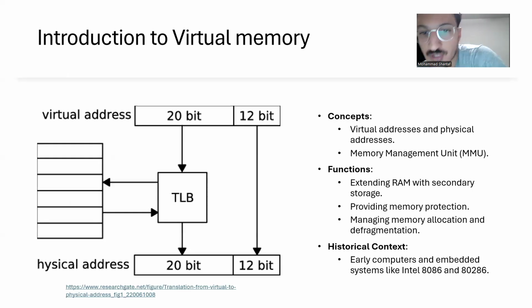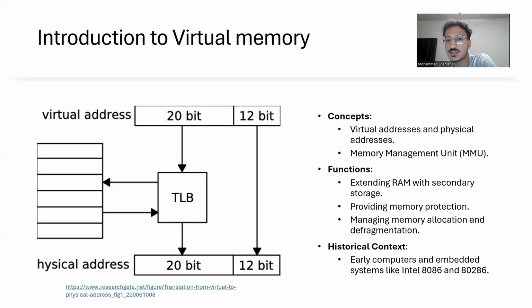So here we have an introduction to virtual memory. What is the concept behind it? The concept is virtual addresses and physical addresses. Another concept we also need to address is the MMU, which is the memory management unit. What are the functions of those? Virtual memory is there to extend RAM with secondary storage that we spoke about in our previous lecture, and also provide memory protection, as well as manage memory allocation and defragmentation.